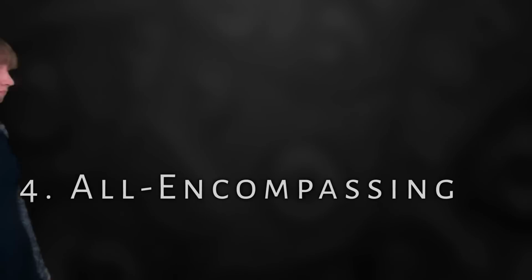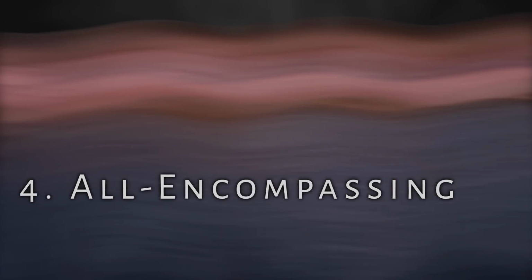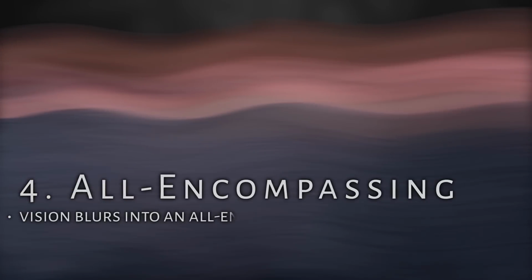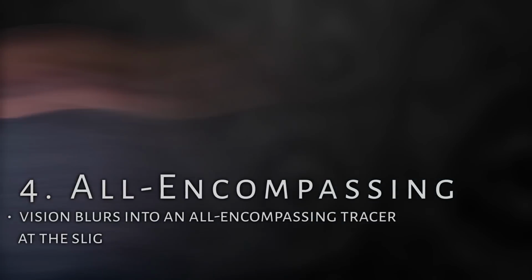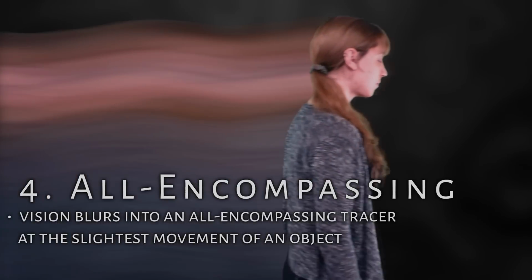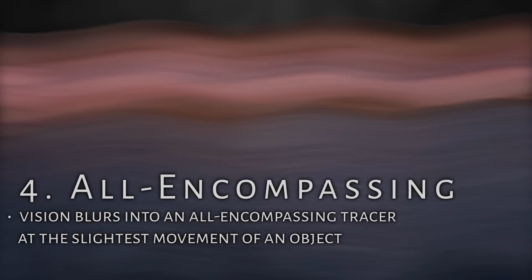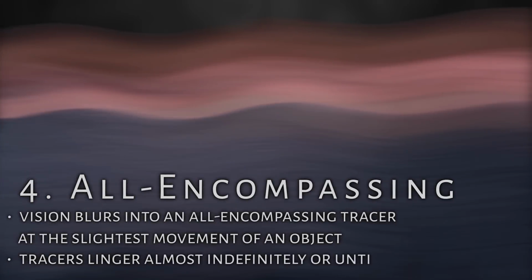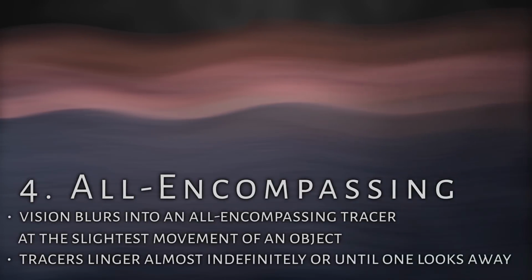4. All-encompassing. The highest level occurs at the point when a person's visual field has become so sensitive to the creation of tracers that it entirely smudges and blurs into an all-encompassing tracer at the slightest movement of an object or the eye. This can make it extremely difficult to see unless the eyes are kept still in a motionless environment, as tracers linger almost indefinitely or until one looks elsewhere within their visual field.